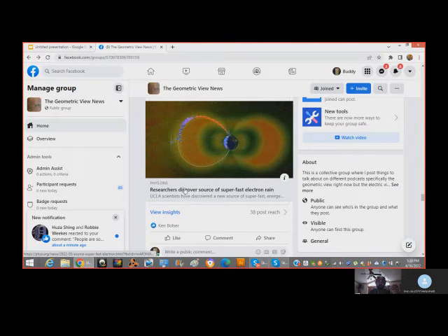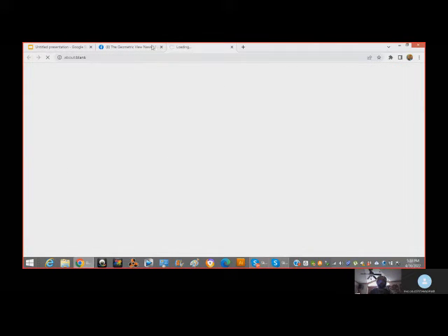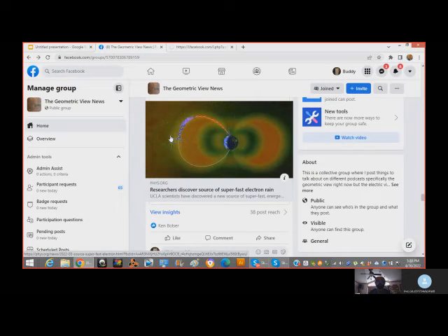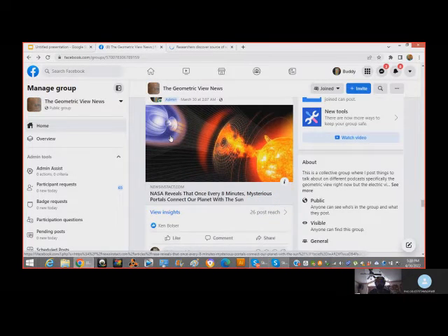Let's open this one. This looks cool. Always what we're kind of talking about here. We'll wait till that opens up and look at the next one. Coming up here, NASA reveals that once every 8 minutes, mysterious portals connect our planet with the sun.